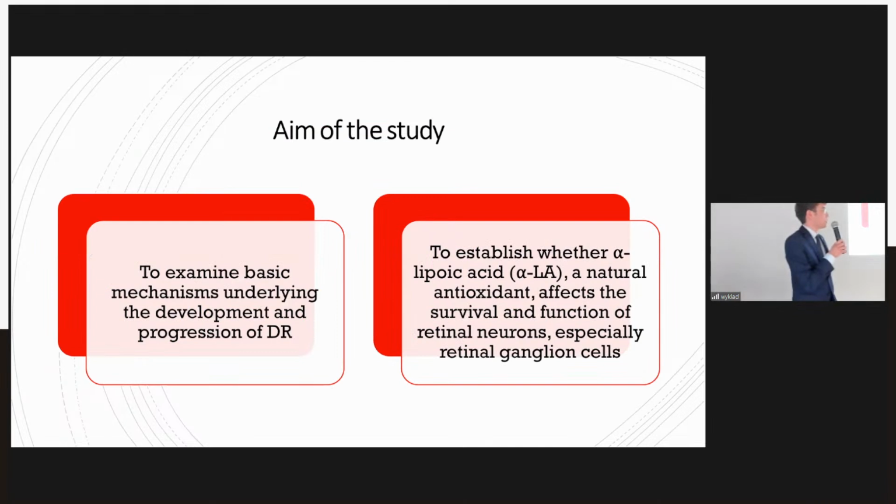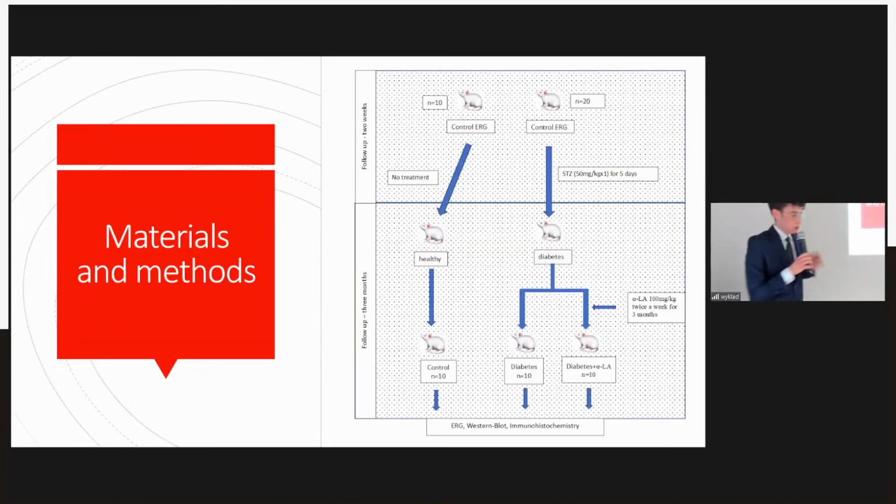So we tried to answer some of these questions, and the aim of the study was to examine basic mechanisms underlying the development of DR and to understand whether alpha-lipoic acid, a natural antioxidant, affects the survival and function of neurons in retina. To do so, we used 30 mice that we divided into two groups. So we have healthy mice and then diabetes mice.